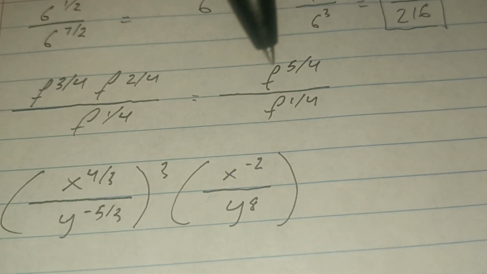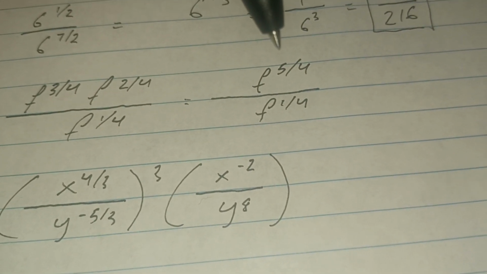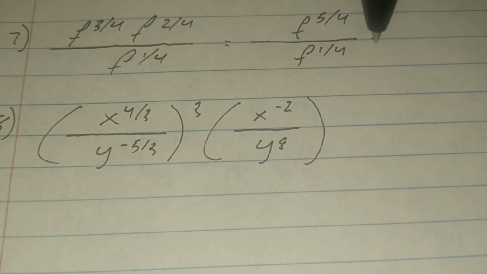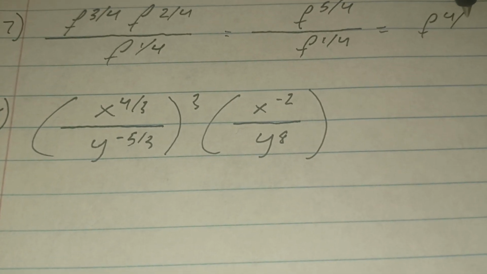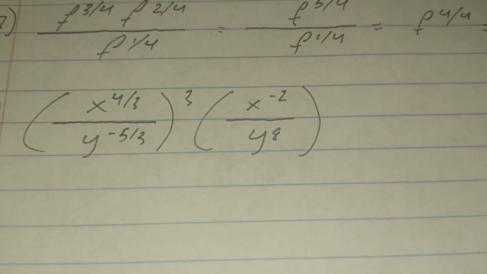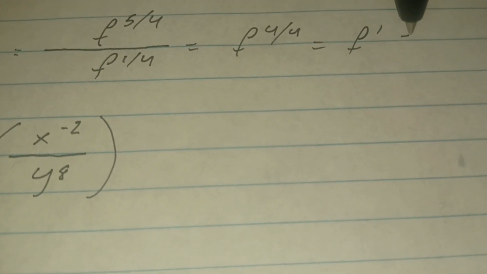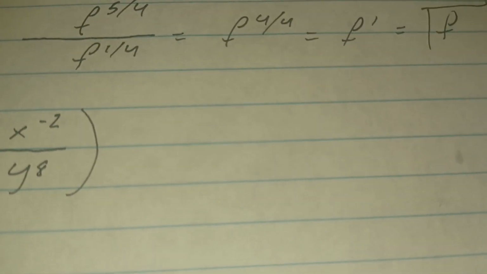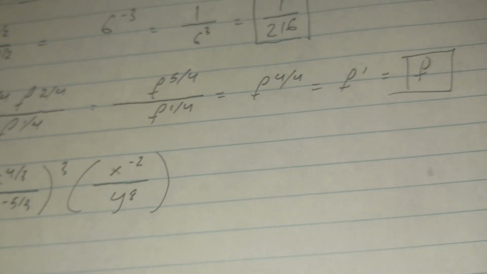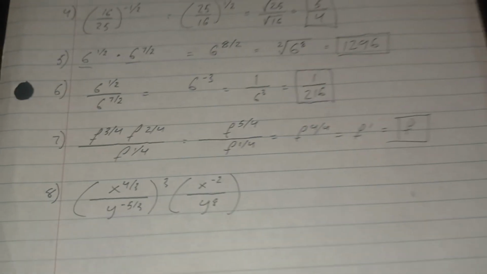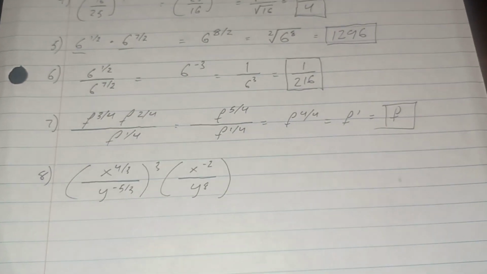And again, when we divide exponents, we subtract. So this is going to equal f to the 4/4, which in turn is just going to give us f to the 1st, which is just going to give us f. So yeah, that's how you do number 7. Let's go ahead and do number 8.